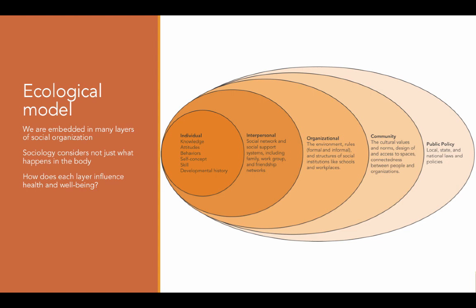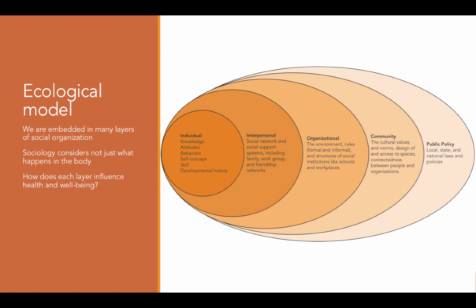At the interpersonal level, you have things like your social support network, right? Your interpersonal relationships and support systems. These are things like family, friends, the people that you work with, any of the people that are around you, and what the relationships are between you and those people.